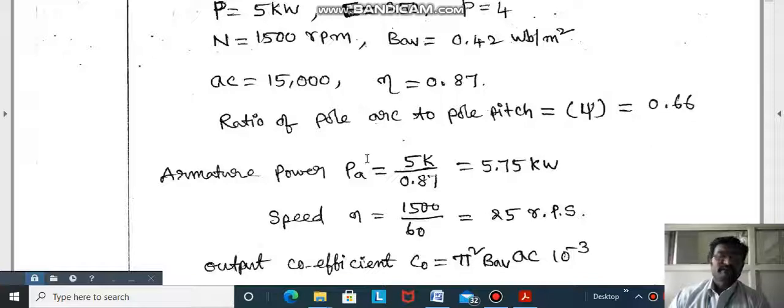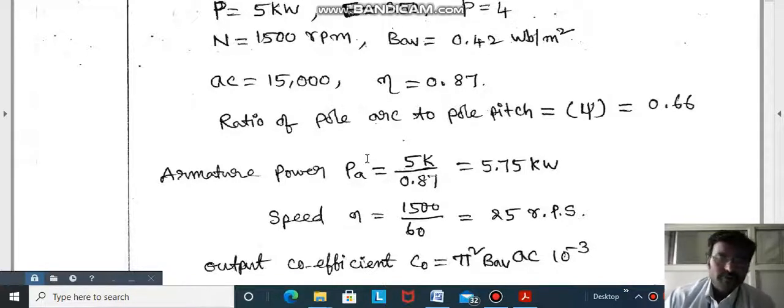Okay, armature power. There are two types of powers: one is armature power and another is output power. The armature power is generated in that particular generator, and output power is what we get as the output. Normally in a generator the armature power value is higher than the output power, because the output power is what we get after the losses in the generator. So the output power will always be less than the armature power.